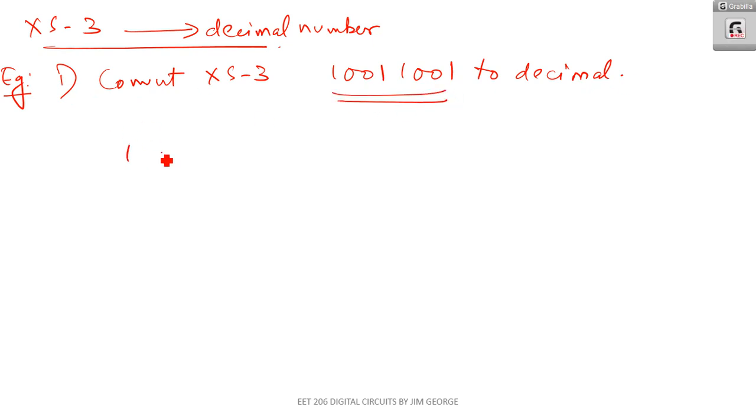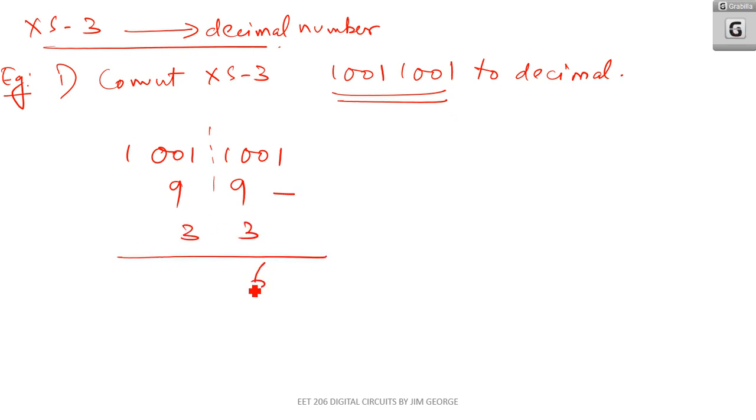So it is 1001. Take 4 bits each. This is what? This is 9. This is also 9. Subtract 3 from each. So what is it? You will get 6 and 6. Okay. 6 and 6. That is 66. So that is the corresponding decimal number, and if you need to get the BCD code of 66, what is it? 0110 and 0110. This is the corresponding BCD code.